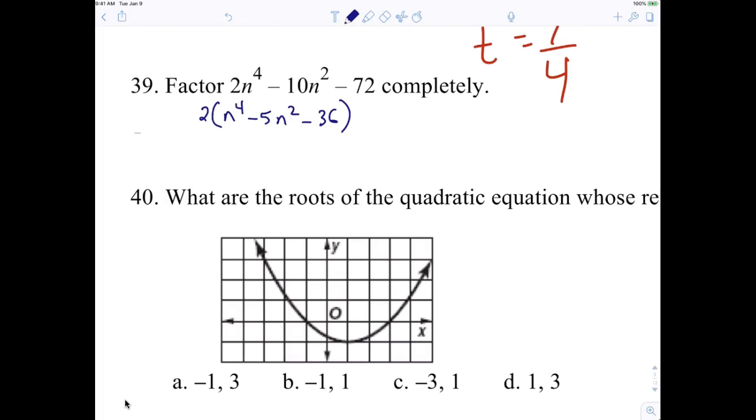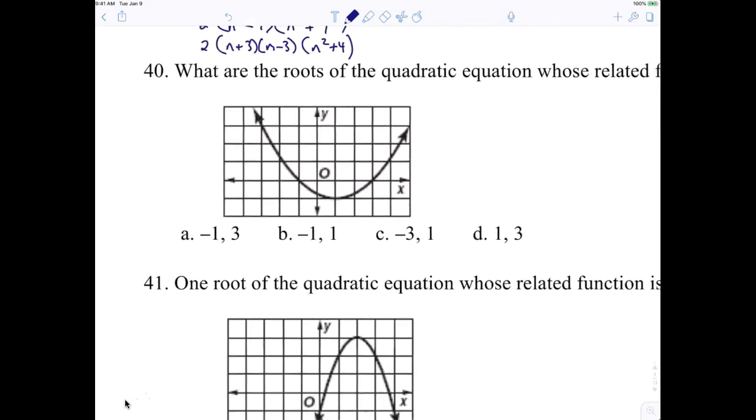But now n to the 4th, 2 sets of parentheses, so it has to be what? N squared and n squared. Now what are the factors of 36 that make 5? 9 and 4. And then you want the 9 to be what? Negative. Now can you factor n squared plus 4? No, but you can factor n squared minus 9. So it's 2 parentheses n plus 3, n minus 3, n squared plus 4. Anybody have any problem with that?